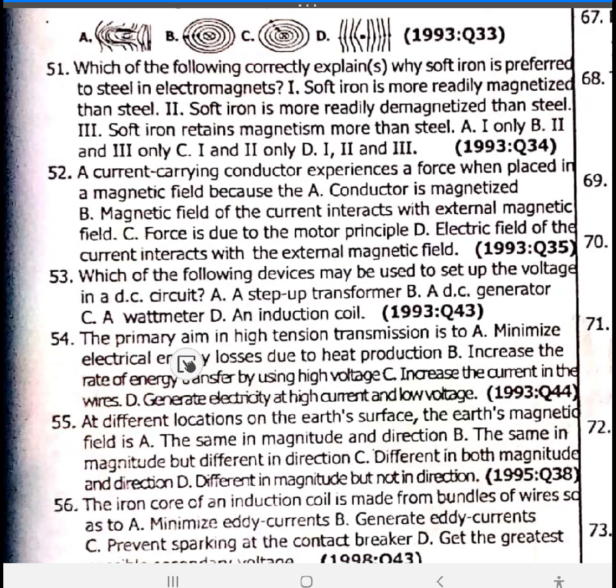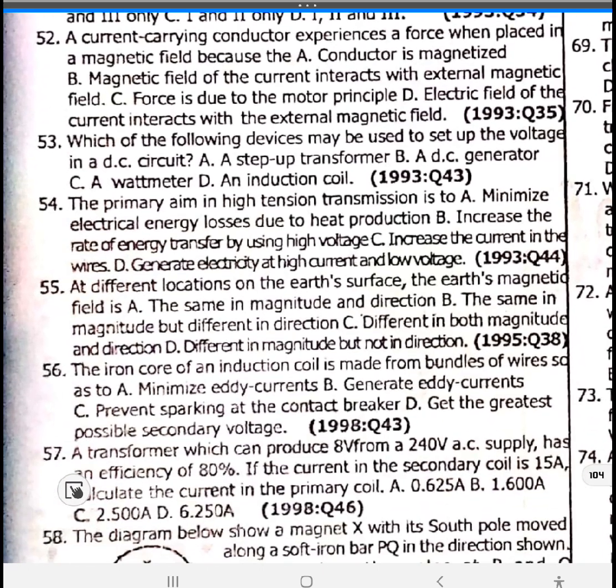54. The primary aim in high tension transmission is to minimize electrical energy losses due to heat production. Option A. 55. At different locations on the Earth's surface, the Earth's magnetic field is the same in magnitude and direction. In terms of its strength and direction, it is constant.